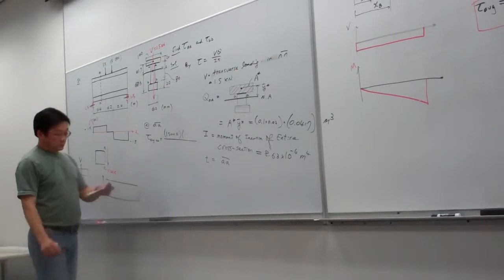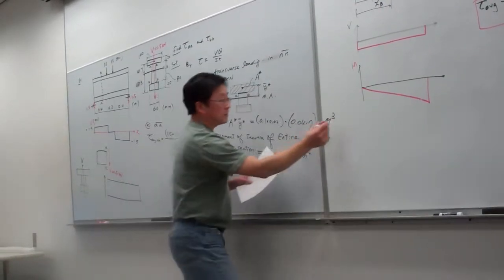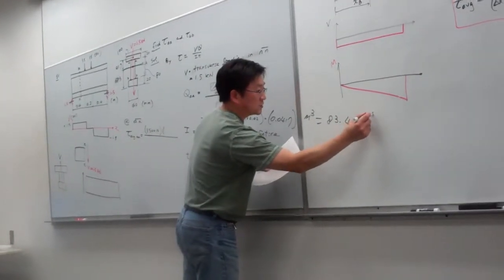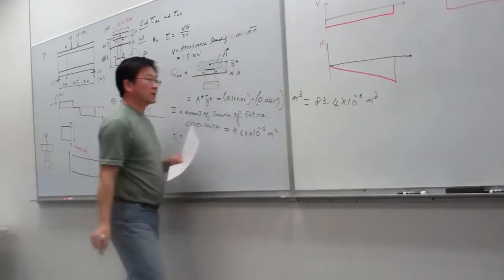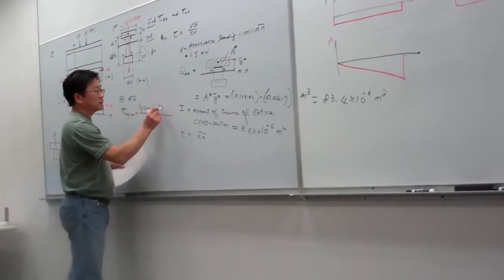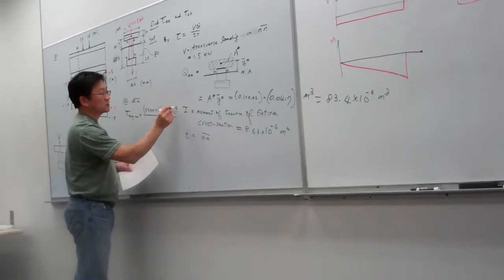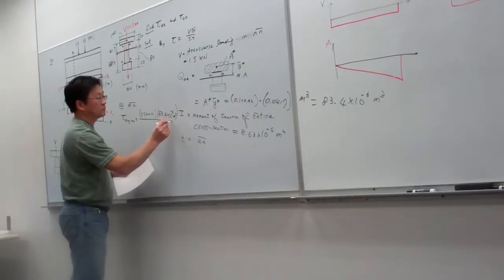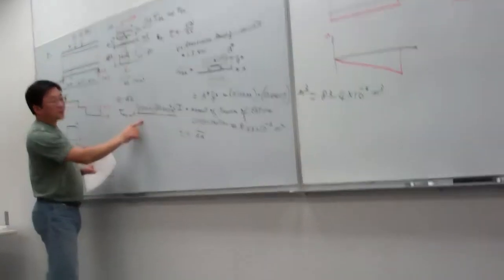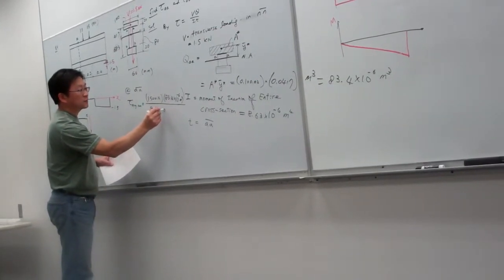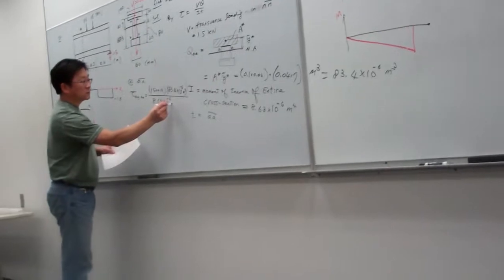Okay. So AY bar, this one is 83.4 times 10 to the minus 6 meter cube. So we plug in that number here: 83.4 times 10 to the minus 6 meter cube. And I is 8.63 times 10 to the minus 6 meter to the 4th.